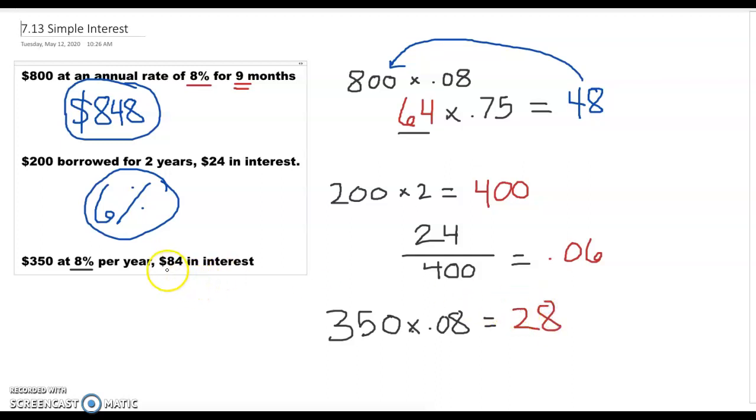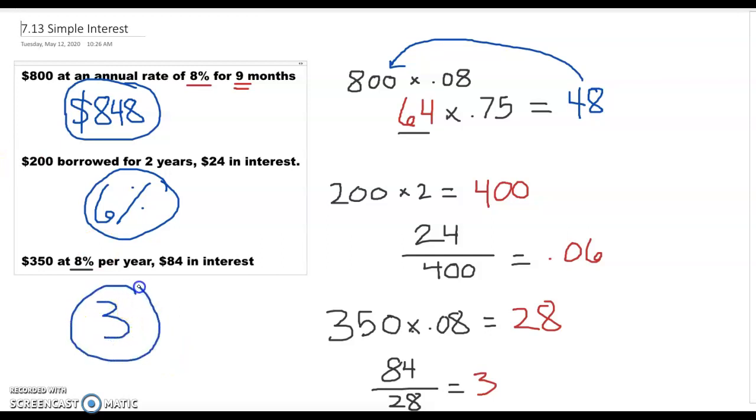And then we're going to take the 84, okay, and we're going to do the exact same thing we did with the previous problem. We're going to go 84 divided by 28. And our answer is going to be, because we're looking for time, okay? It's going to be 3. All right. So our final answer is 3. All right. And that is simple interest.